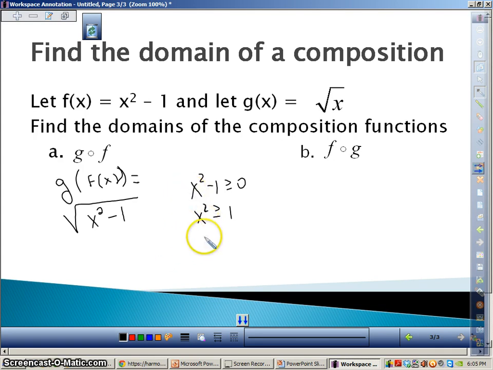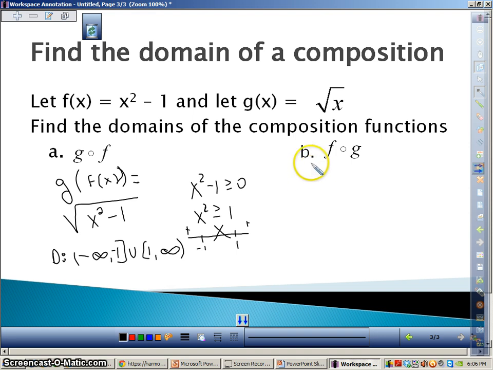This is one of those where you could look at the graph or you could test numbers. Remember we talked about this not too long ago. If I plug in a negative 2, I'll get 4, which is positive or greater than 1. If I plug in a 2, I get 4, which is greater than 1. If I plug in 0, then I get something that's false. So I can't use the numbers in between here. So my domain is going to be from negative infinity to negative 1, sorry, and from 1 to infinity.